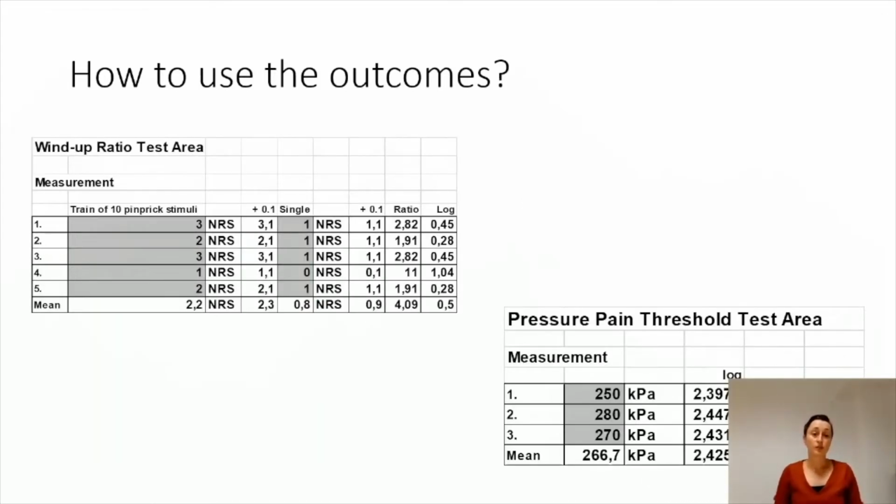For the wind-up test, where we give repeated stimuli, we collect the pain score after 1 stimulus and compare it to a train of 10. And we repeat this 5 times. For our protocol, we usually decide to give the pressure pain 3 times in order to get reliable results, and we calculate the average.